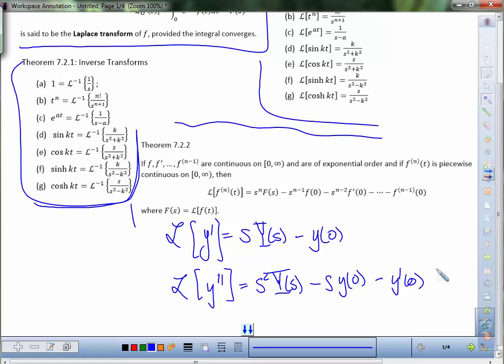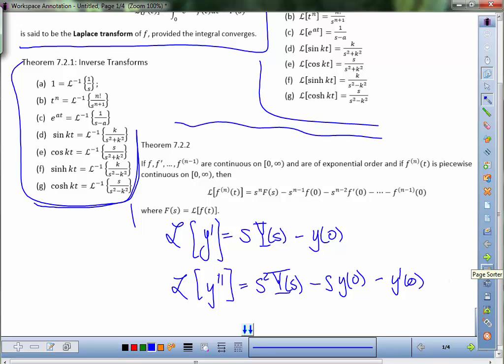In the book, they talk about boundary conditions, but we're not going to go into boundary conditions in our class. Let's just focus on initial conditions. For the first order, there's one initial condition. For second orders, we have two initial conditions. So we'll just go with these. All right?